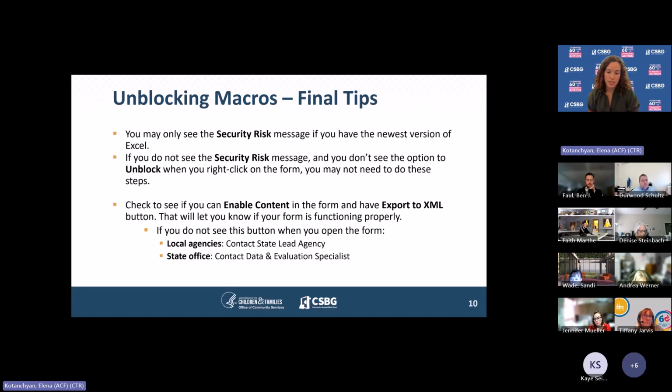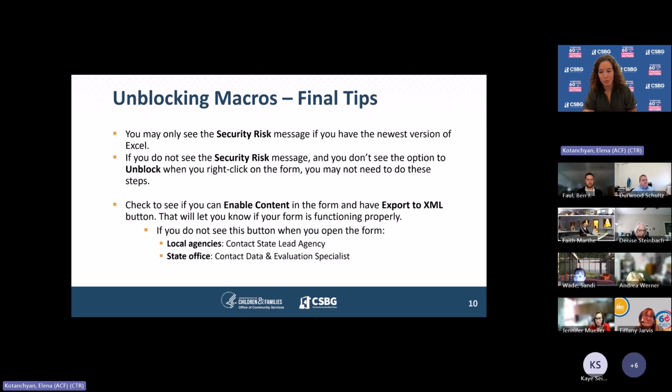In this case, when you open the smart form, you'll have an enable content message. It's going to be similar, but it's not going to be red. It's going to be yellow, and I'm going to show you on the next screen. Once you enable the content, it's going to be working. So if you don't have the security risk message, that red message that macros are disabled popping up right away, you don't need to go an extra step to unblock macros. When you open it, you'll have enable content.